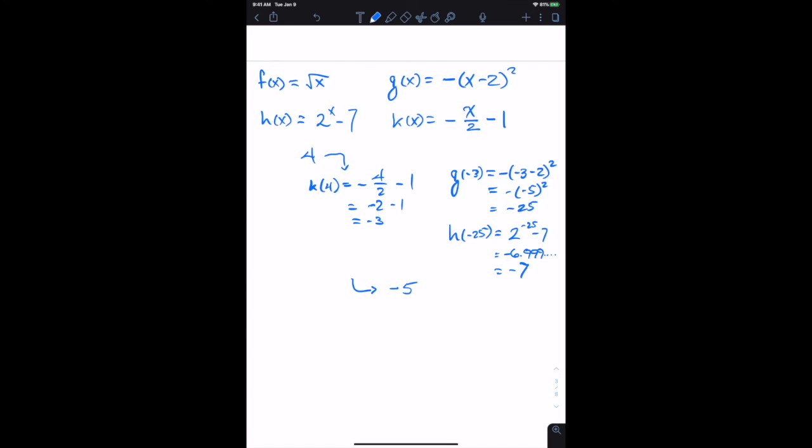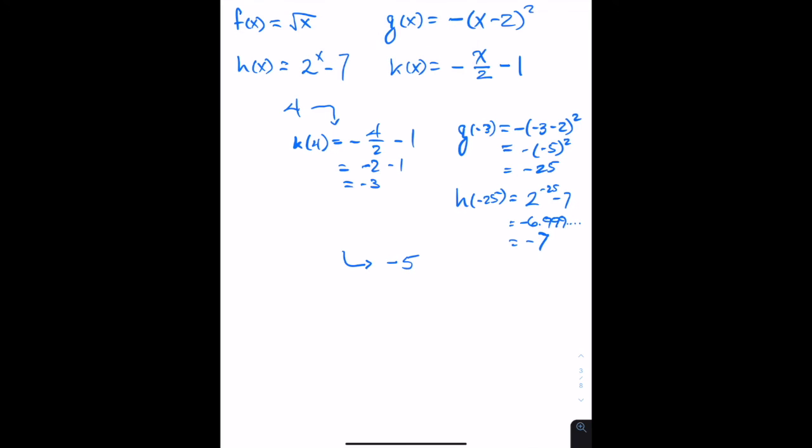So if we try that again, how about if we did something like, here, I'll change colors to show that I'm doing it again. And let's start off with maybe g. So we'll go g of 4. And that's going to be negative 4 minus 2 squared. Well, 4 minus 2 is 2, so that's really 2 squared. And so we have negative 4 because 2 squared is 4, right?